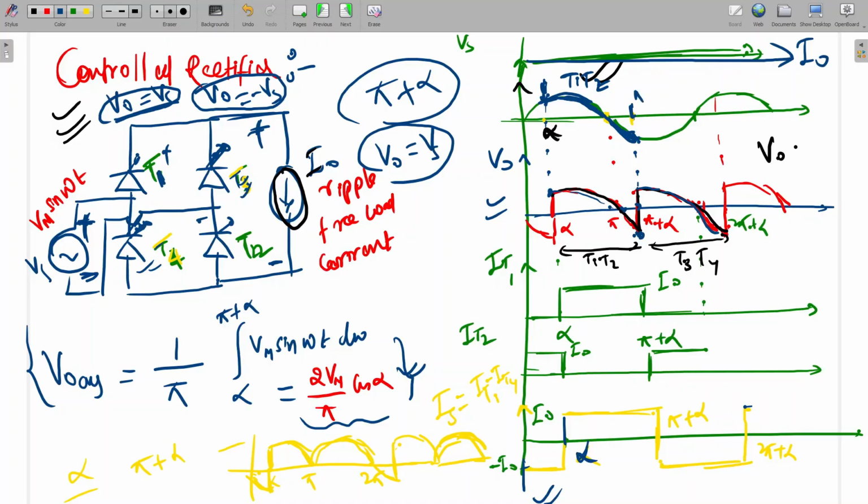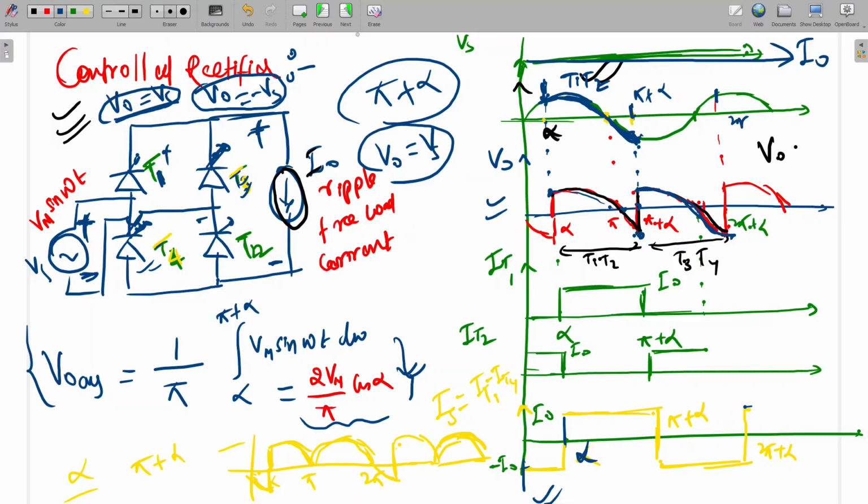Again, from pi plus alpha to 2 pi, and then 2 pi plus alpha. Here T3, T4 is conducting, so we are getting the inverse of the source, so it is coming like this. Is it clear now? I think so. Yes, sir. Clear, sir.